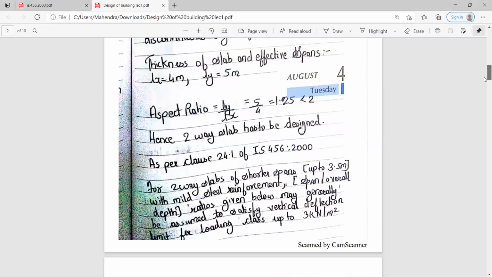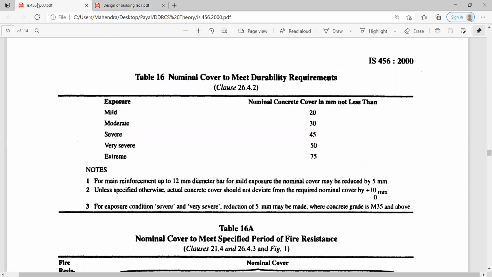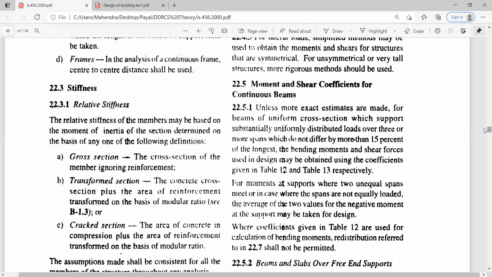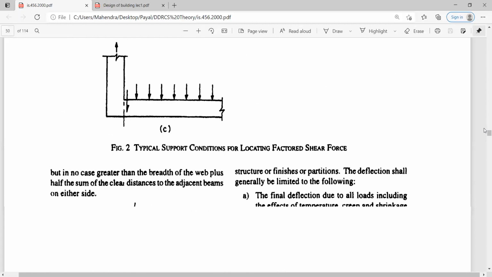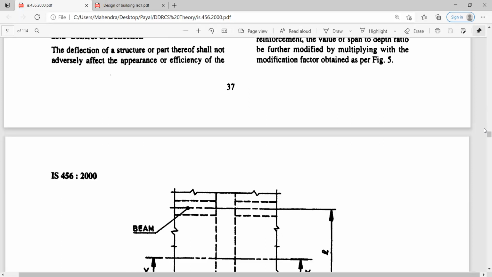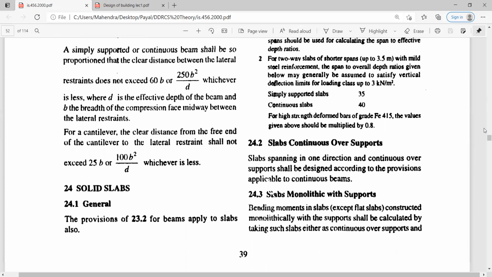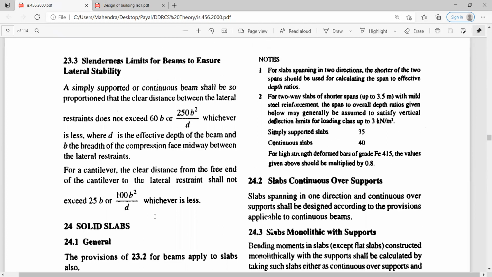So as per clause 24.1 of your IS 456:2000, now see your clause number 24.1 of your IS 456:2000. Refer to your IS code 456:2000. So as per this clause, that is the provision of 23.2 for beams applied to the slab.